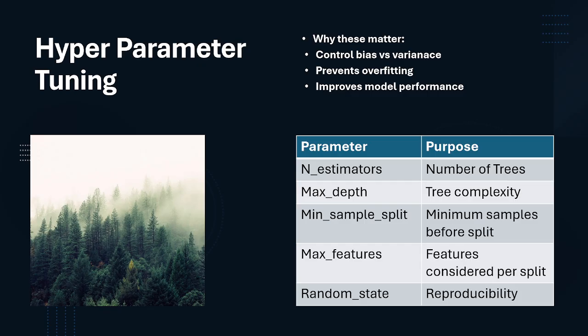Random forest performance depends heavily on hyperparameter tuning. For example, increasing trees improves stability, while limiting depth helps prevent overfitting. In the hands-on example that we'll be going through at the end of this video today, we'll be using some of these parameters on the screen, where you see n_estimators for the number of trees, max depth for the tree complexity, minimum sample split, max features, and random state.